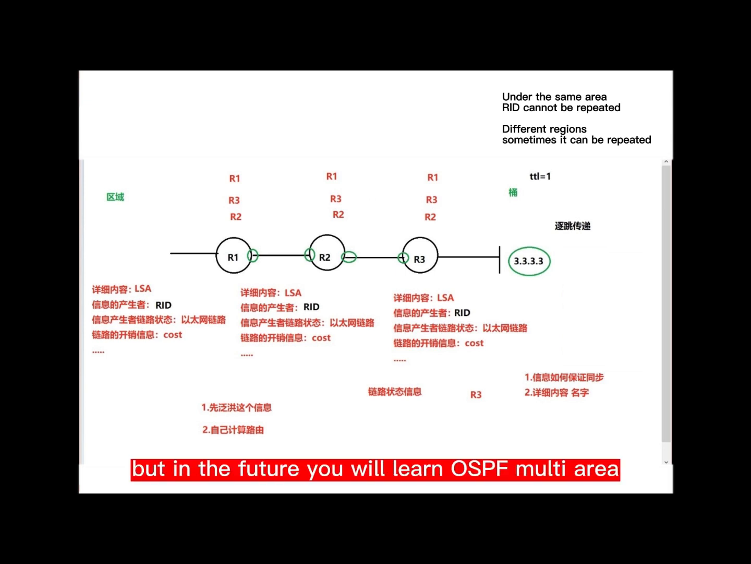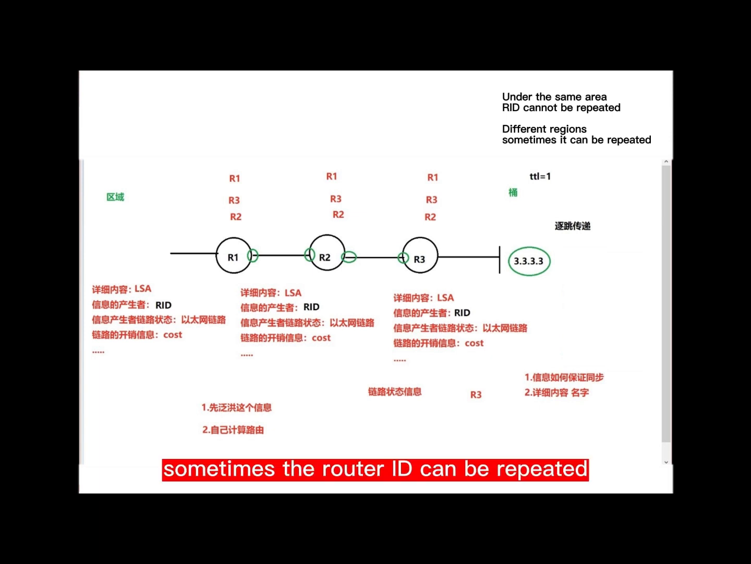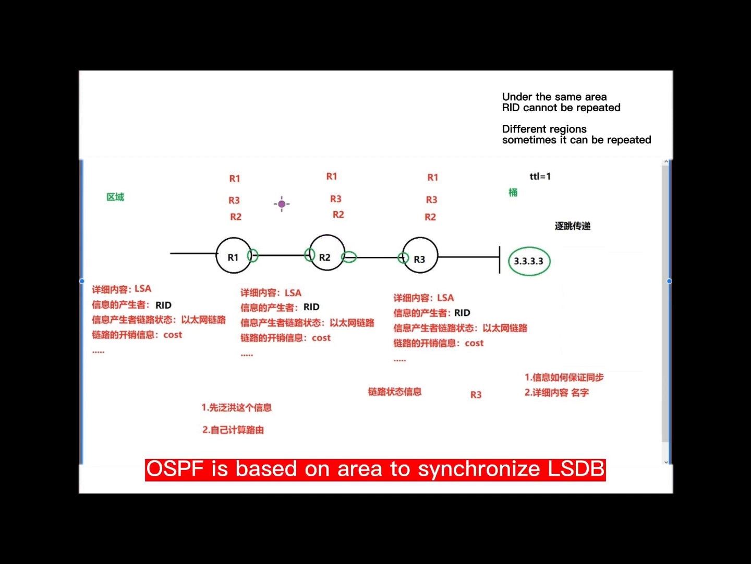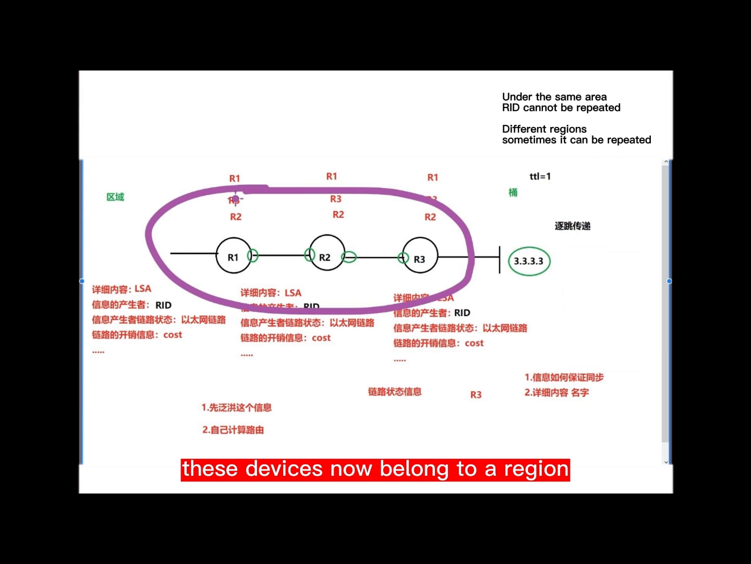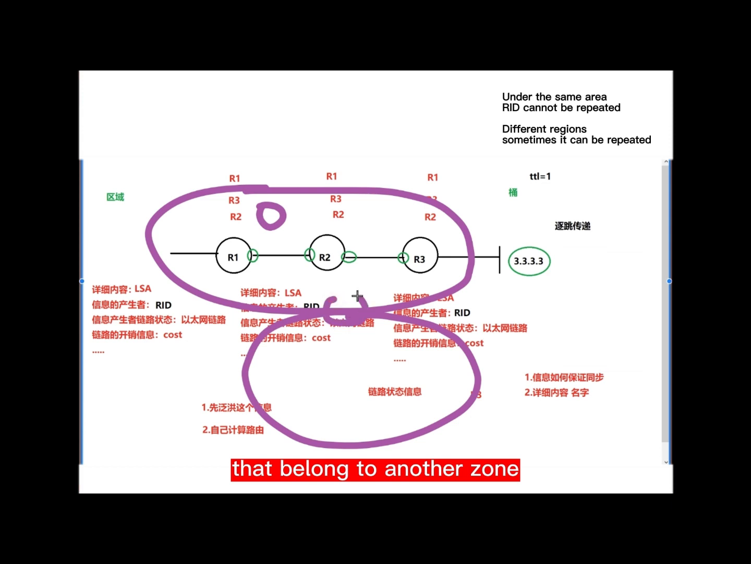But in the future you will learn OSPF multi-area. Under multiple areas, that is, under different areas, sometimes the router ID can be repeated. We just talked about LSDB. I said all devices will maintain a bucket, and this bucket contains information about all devices. We will learn in the future that OSPF synchronizes the LSDB based on area. For example, these devices now belong to one area, area 0. Then there are some devices that belong to another area, area 1.